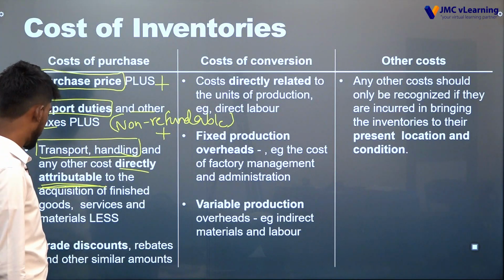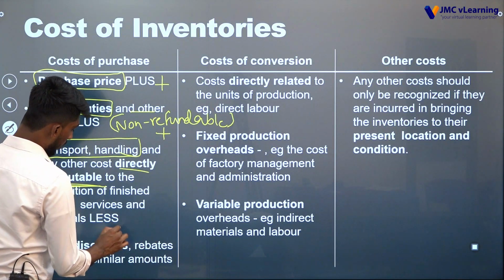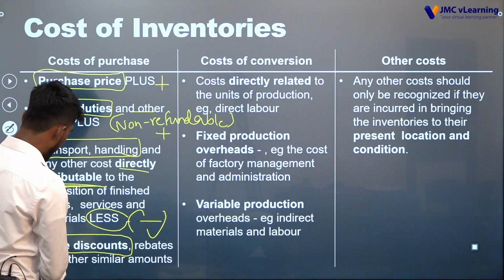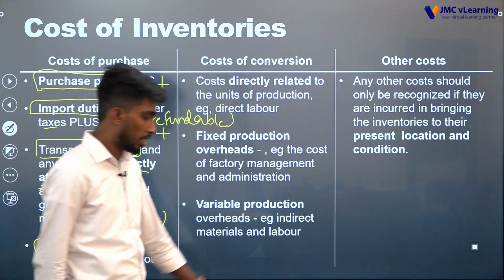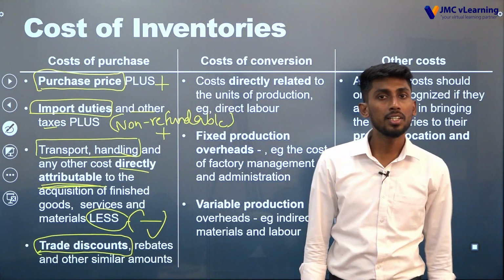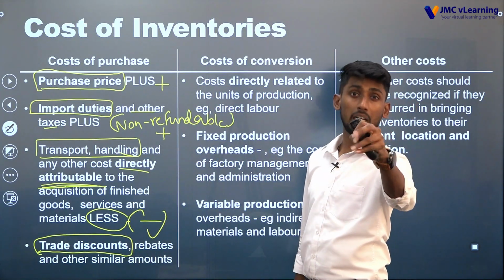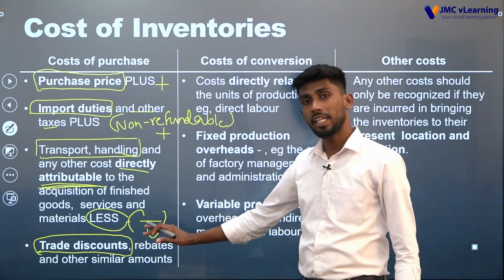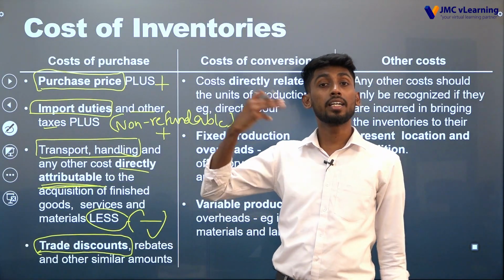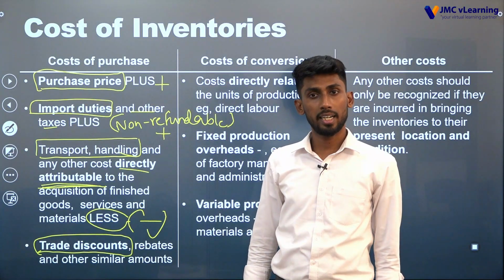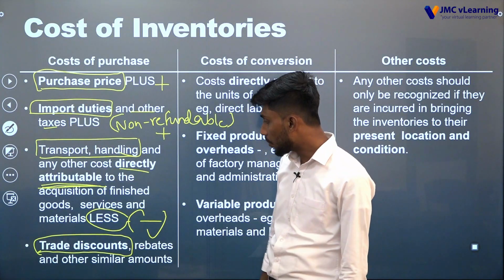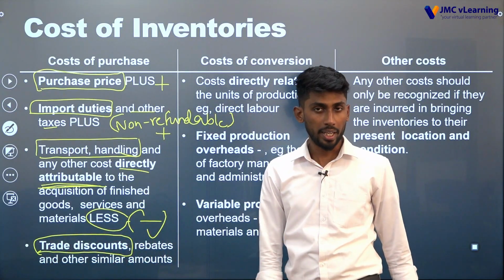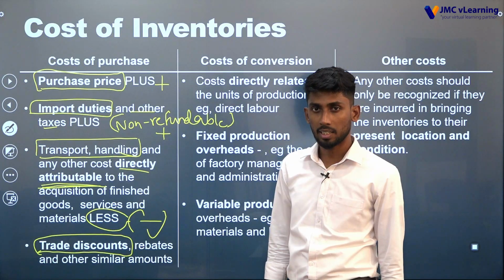After getting all these things, we need to deduct any trade discounts if we get any. From AAT 1, from your O levels, you have learned that trade discounts are not accounted. Therefore, when we are determining any value, we need to take the after trade discount amount. So here we need to deduct the trade discount.